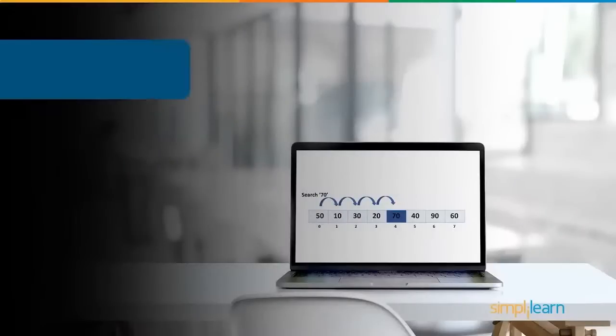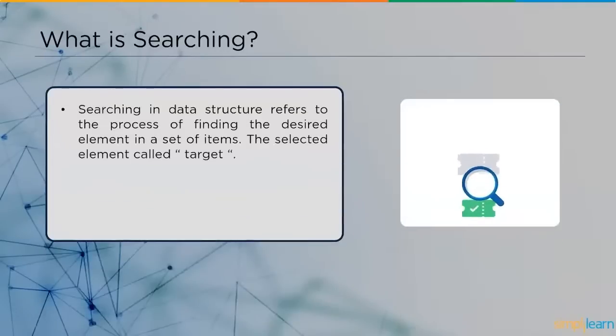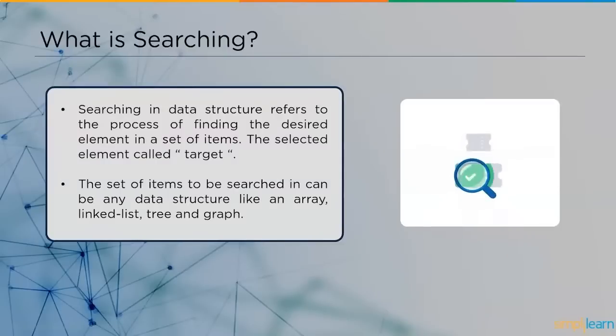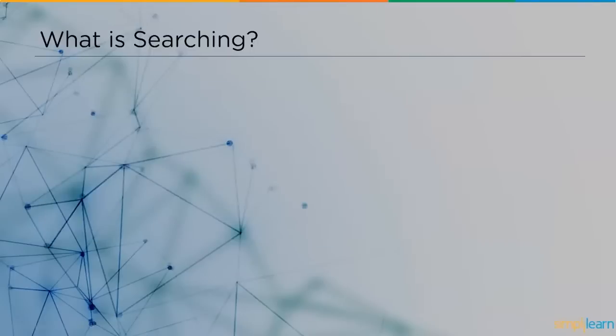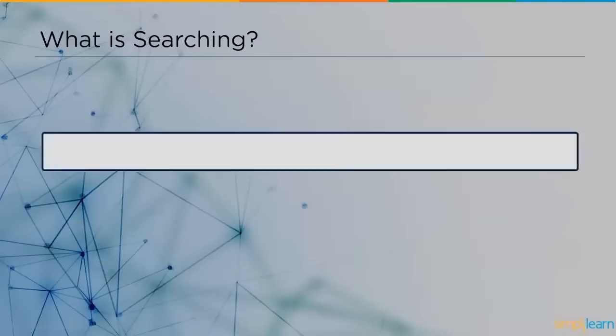Now let us try to understand what exactly is searching. Searching in data structure refers to the process of finding the desired element in the set of items. The selected item is called the target element. Any data structure such as an array, linked list, tree, or graph can be used for searching a set of elements. In data structures, searching can be categorized into two types.